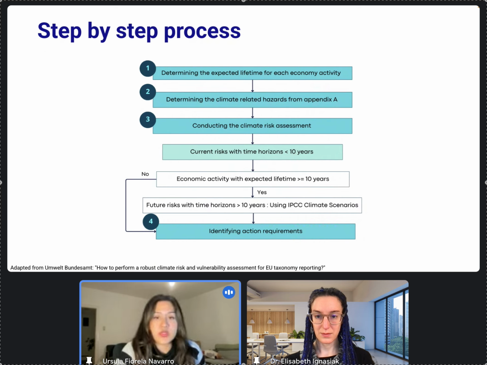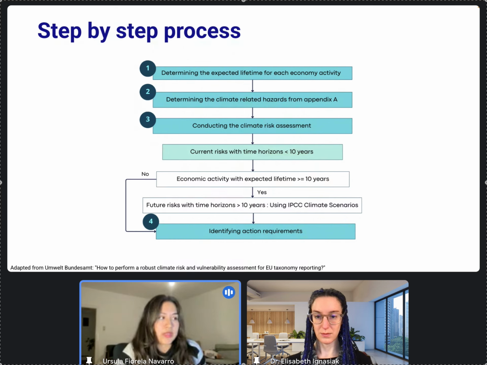The second step will be to identify the potentially relevant climate-related hazards. And we do this by screening the climate-related hazards that we already saw in Appendix A of the EU taxonomy. And then is the process of conducting the climate risk assessment per se. For that, we have a distinction for current and future risks. For the assessment of the current risks, we evaluate climate-related hazards using past climate trends. And if it's available, we can use 10-year climate forecasts or, as a substitute, climate projections.